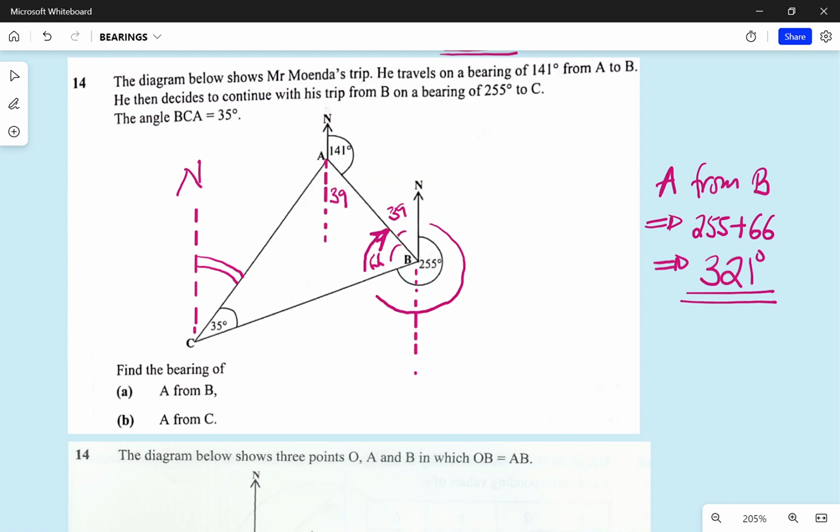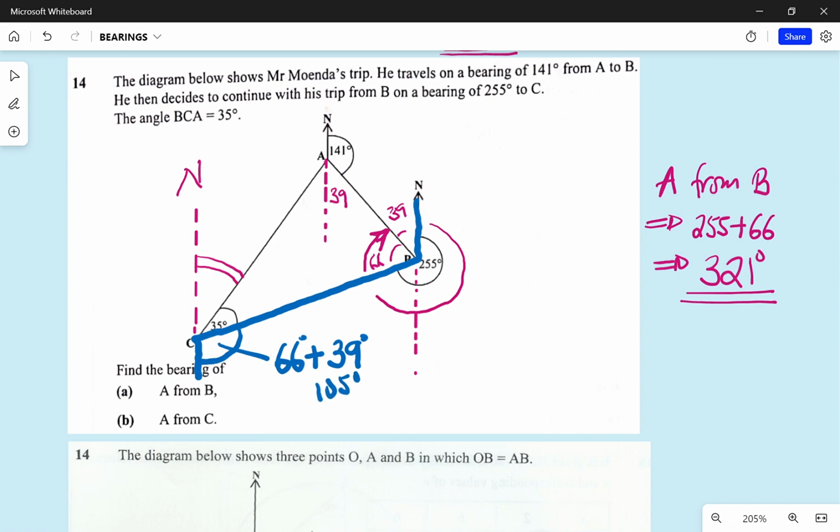Okay, if I take this route here, you can see that this angle here is equal to 66 plus 39 degrees. Which is going to give us what? 66 plus 39 is 105. So meaning this is 105.